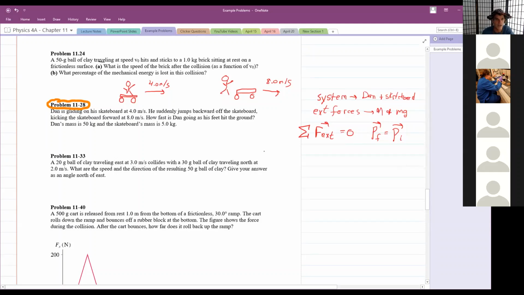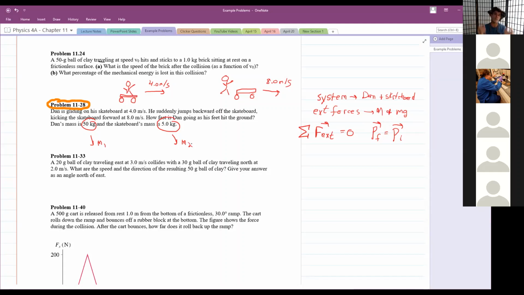So in this case, and I'll just do this problem here, let me call Dan M1, with a mass of 50 kilograms. And the skateboard has a mass of 5 kilograms. Let me call that M2. So initially, they're both moving together at the exact same speed. The initial momentum will be the sum of the masses times the initial velocity.